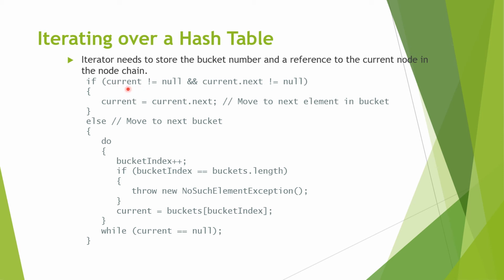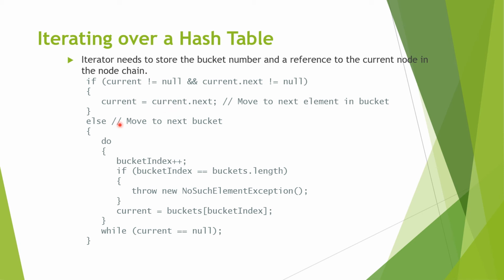current is a pointer that points to the current element that the iterator iterates. If current is not equal to null and current.next is not equal to null, then set current equal to current.next. What does this if mean? This if means that current points to an element in the linked list of a bucket whose next element is not null, which means that we are pointing at the middle of a node chain. Then it's very simple to advance the iterator. All you need to say is current equals current.next.